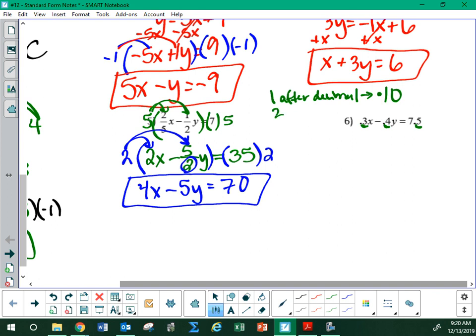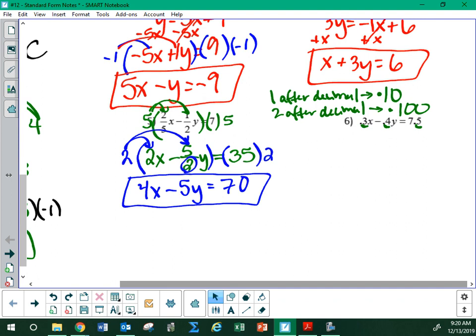Let's say there were 2 after the decimal. Then we're going to multiply by 2 zeros, 100. So if you think about it, this is 3/10, so I'm going to multiply by 10. If I had, let's say, 0.25x, that would be 25 hundredths, so I would multiply by 100. If you're not sure, just multiply by 10, and if there's still decimals, multiply by 10 again. Alright, so here I just have 1 after the decimal, so I'm going to multiply both sides by 10.